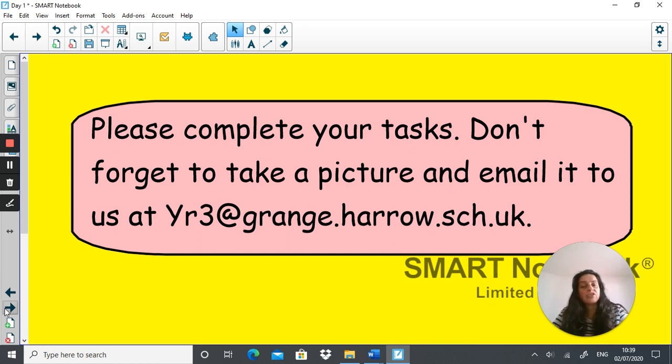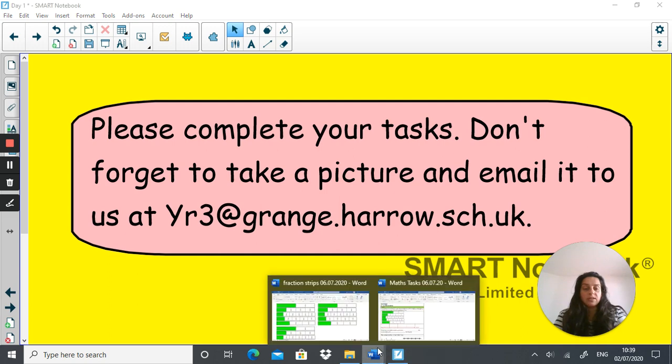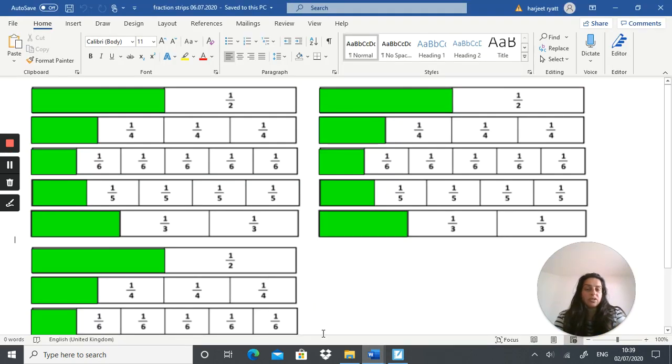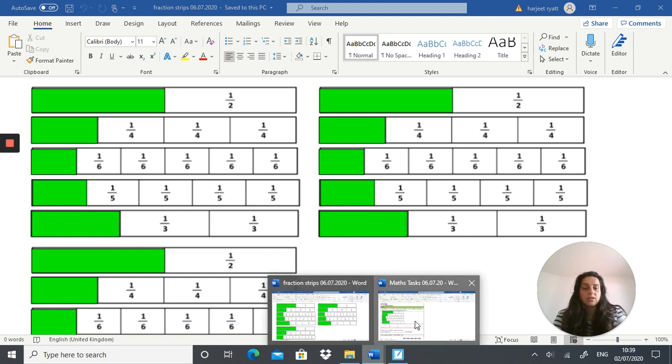Please don't forget to take a picture of your task and email it to us at year3@grange.harrow.sch.uk. And you can find your task on the Grange website under the online learning tab, year 3, and you will come up with these 2 documents. You have the fraction strips which you need to use to help you. They're here. And your tasks are here.